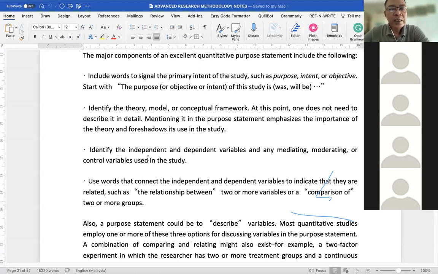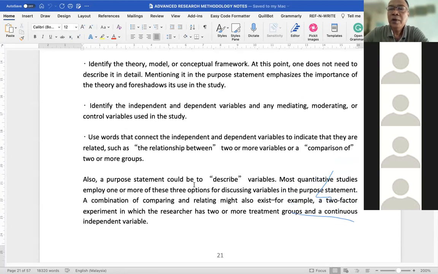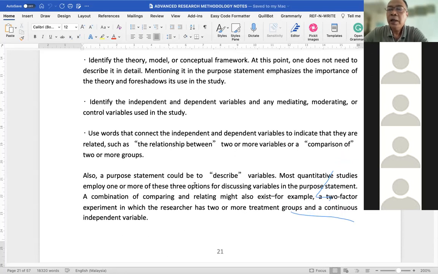And then identify the independent and dependent variables and any mediating, moderating, or control variables used in the study. Use words that connect the independent and dependent variables to indicate that they are related, such as the relationship between two or more variables, or a comparison of, or the influence of this independent variable on the dependent variable, or other words.